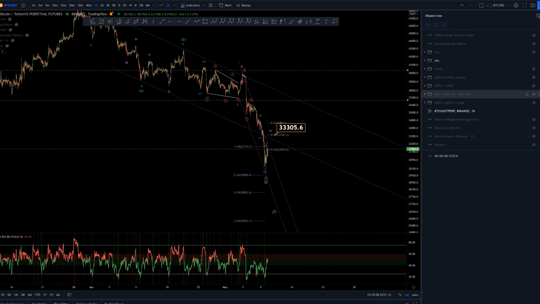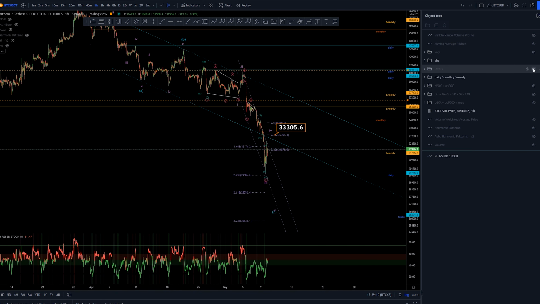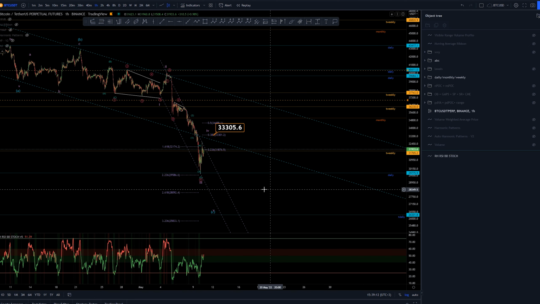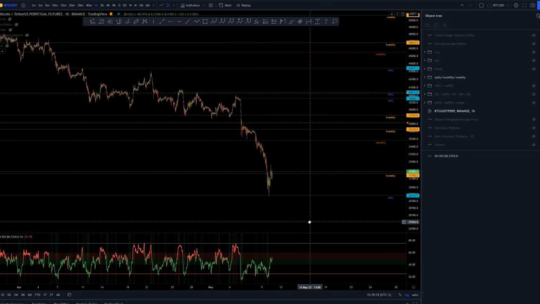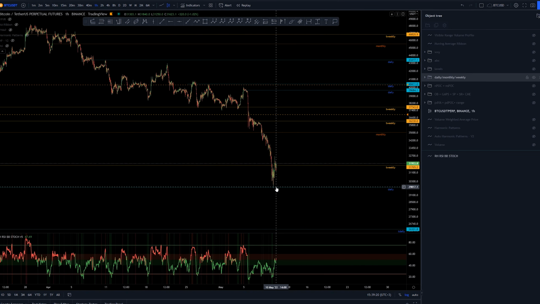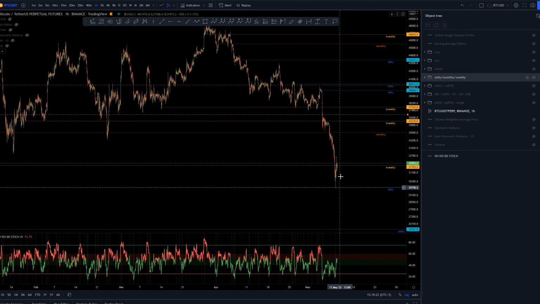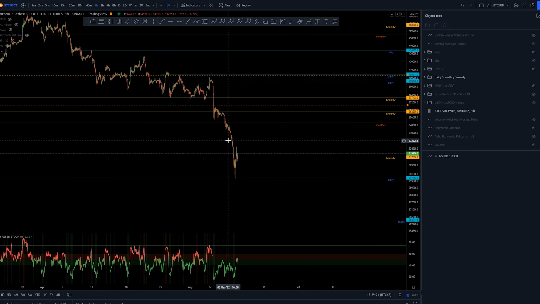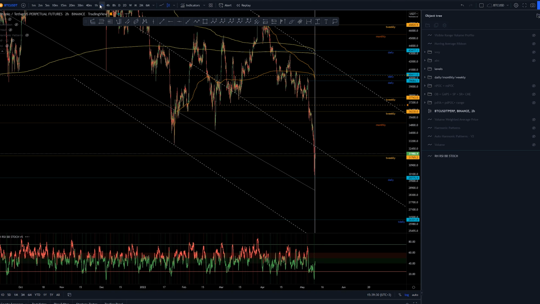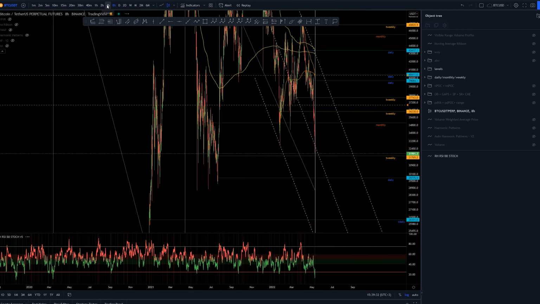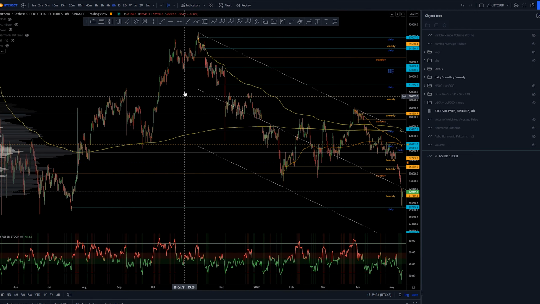Let's see some targets before we end this. So where we got down to is, I can actually shut this down for now, the Elliott Wave count. We got to the daily around 29.8k and then established ourselves up at least for some kind of bounce here. I got a few different levels here that need to be shown on higher time frame though.